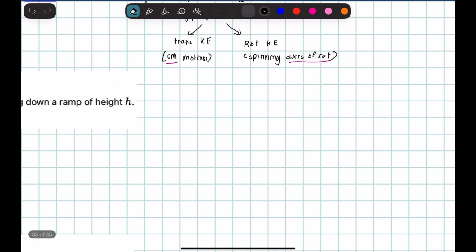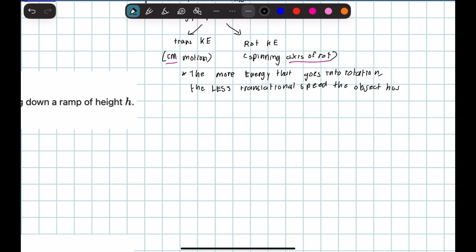Now, an important idea that you need to know is that the more energy that goes into rotation, the less translational speed the object has.